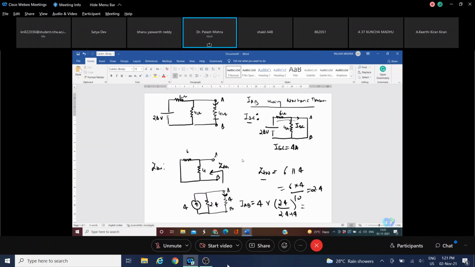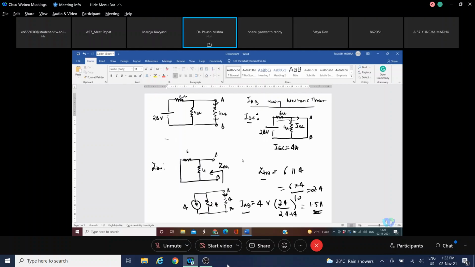16 amperes? It cannot be 16 here. It cannot be more than 4, no? Please calculate. This is 6.4 in the denominator. 4 into 2.4 by 6.4. Please tell me the answer. 1.5. Yes, 1.5. Okay. So now by using the Norton's theorem, IAB has come out to be 1.5.